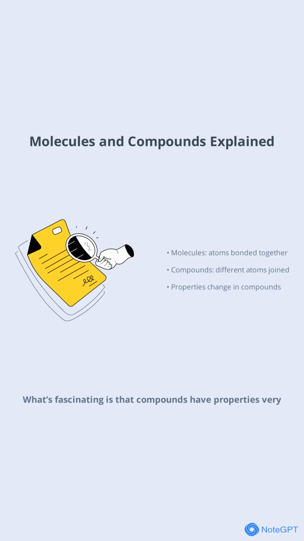What's fascinating is that compounds have properties very different from the elements that make them up. Silver compounds, for instance, can be yellow or white, even though silver itself is silvery. This transformation is what makes chemistry so interesting.